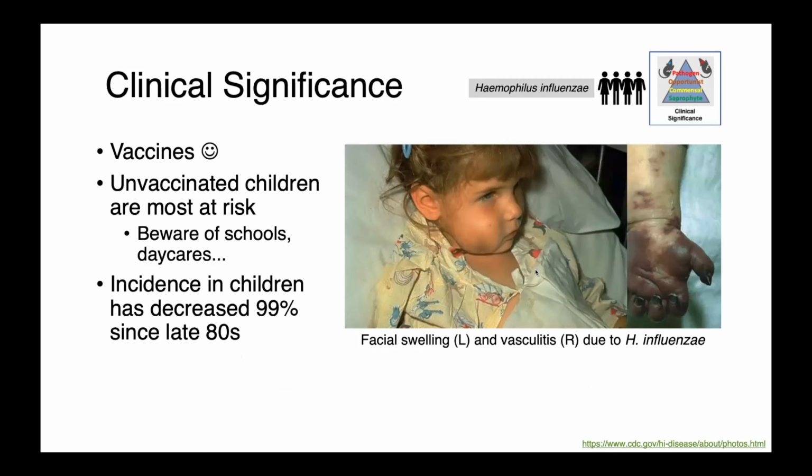Unvaccinated children are most at risk, so you need to be aware of places like schools and daycares where we have mixing. Fortunately, the incidence has decreased 99% in North America just since the late 1980s. So really, really successful. On the right here, we can see vasculitis associated with Haemophilus. So Haemophilus, remember it's in the name, it affects the blood and blood vessels.